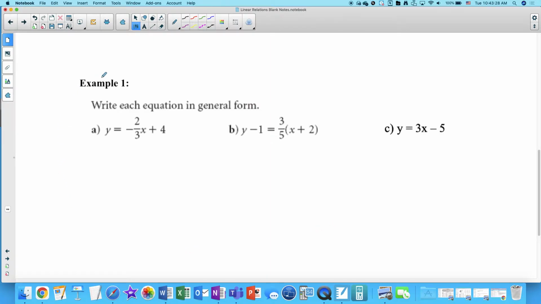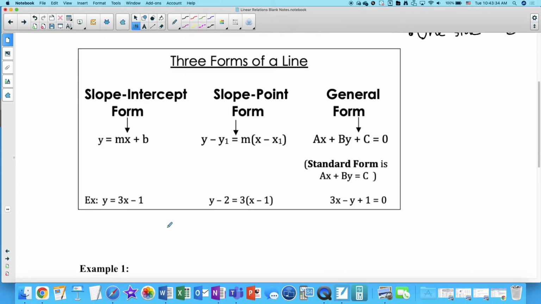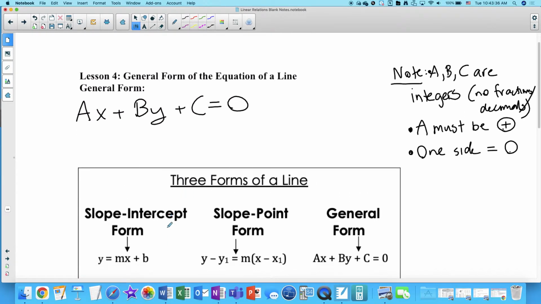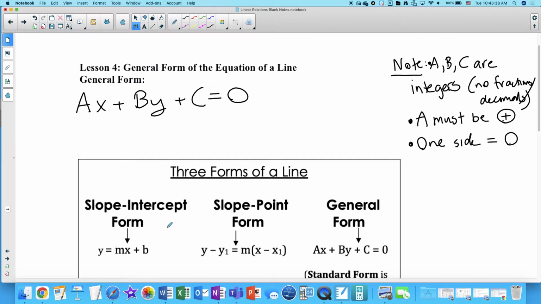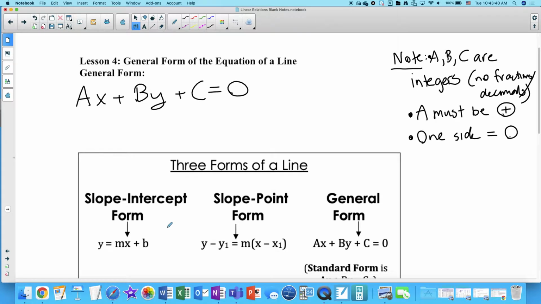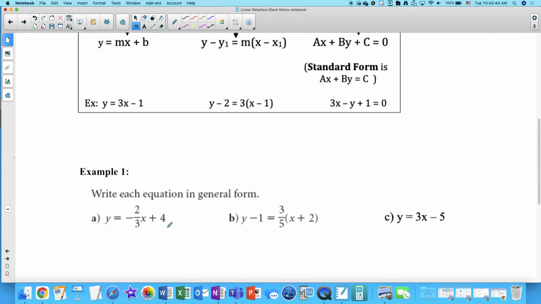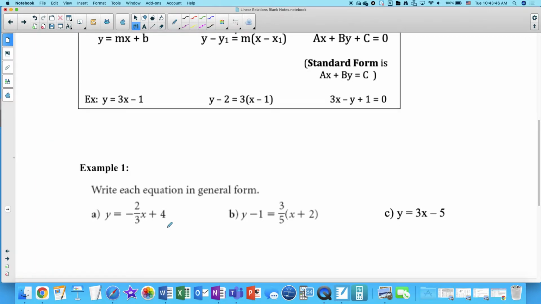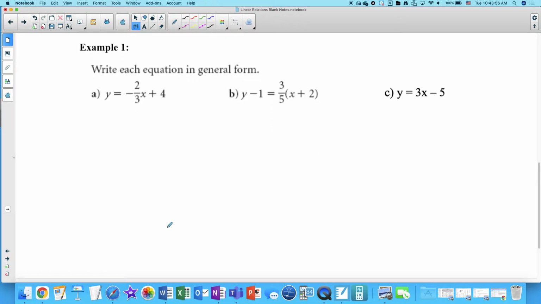When we are trying to convert to general form, one thing that you want to consider is all of these notes that we talked about at the beginning, right? So A, B, and C have to be integers. So if you see any fractions, we have to deal with that, okay? Also, the coefficient of x has to be positive. Also, one side has to be 0, okay? So we're going to work towards that and manage each of those things one at a time.